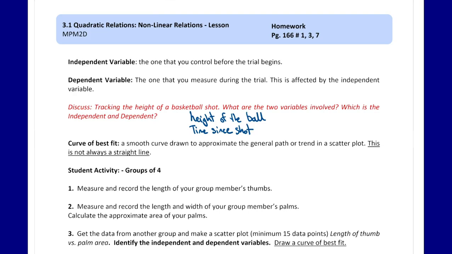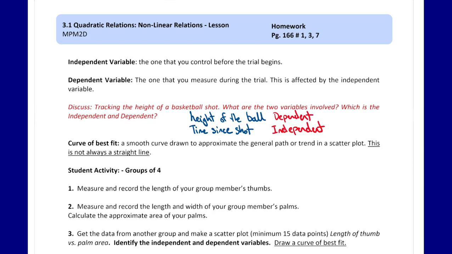Well, time is an easy one. Time is generally always the independent variable. Time is not affected by anything. Time just exists as is. It doesn't get affected. Time doesn't slow or speed up. Our perception of it might, but time runs at a consistent pace. So time is always going to be independent. The height of the ball would then be dependent.